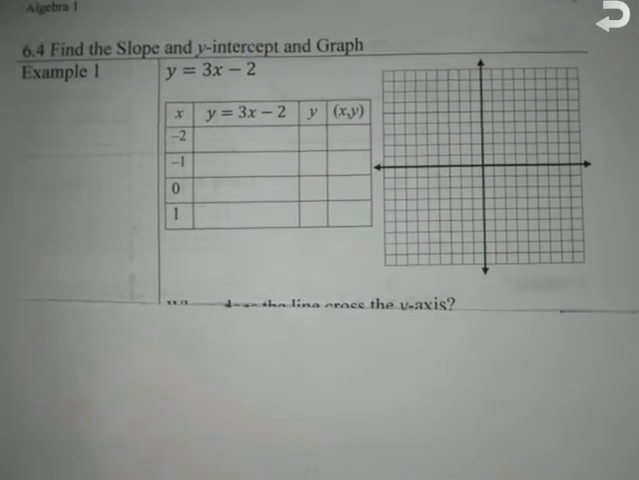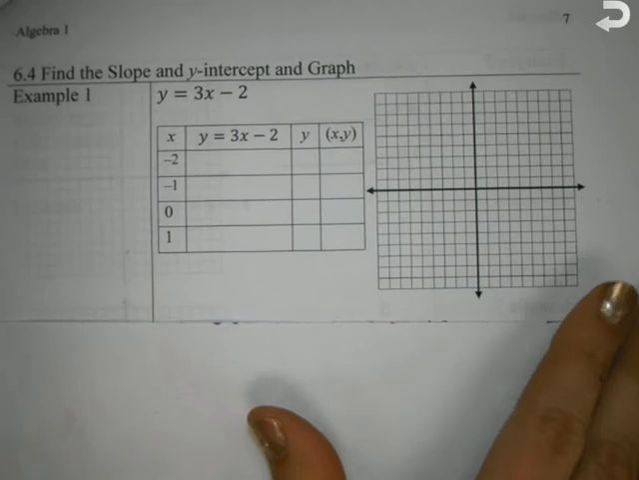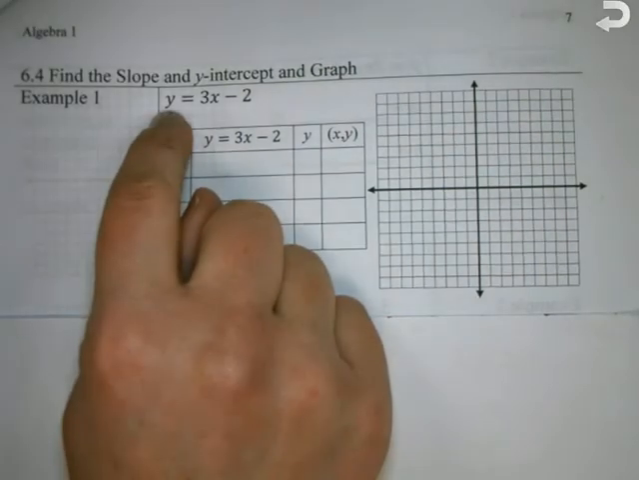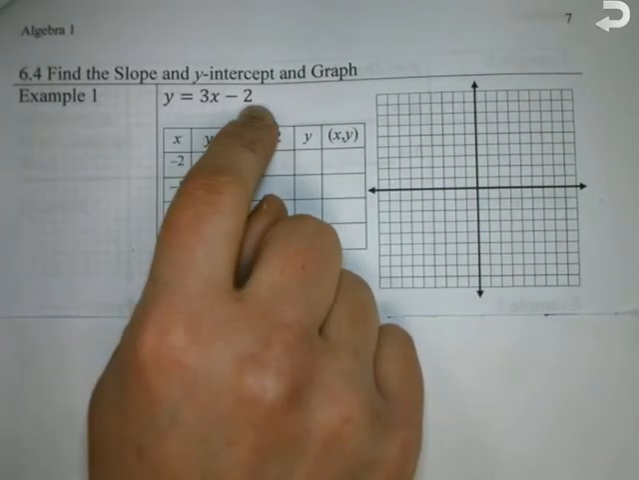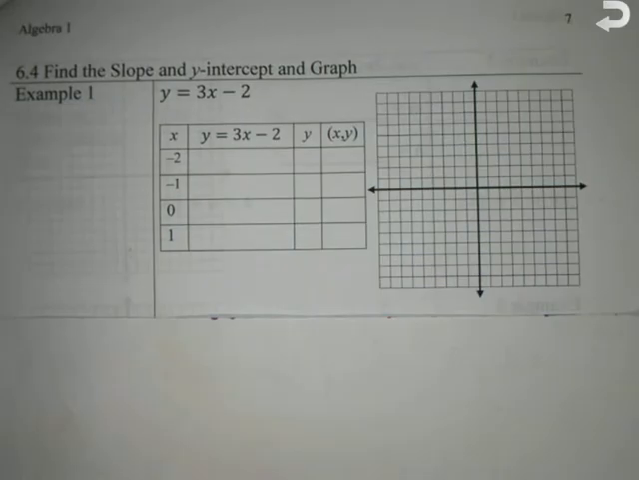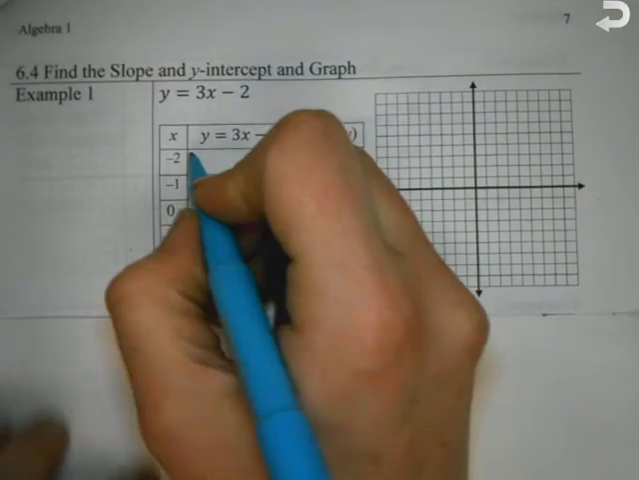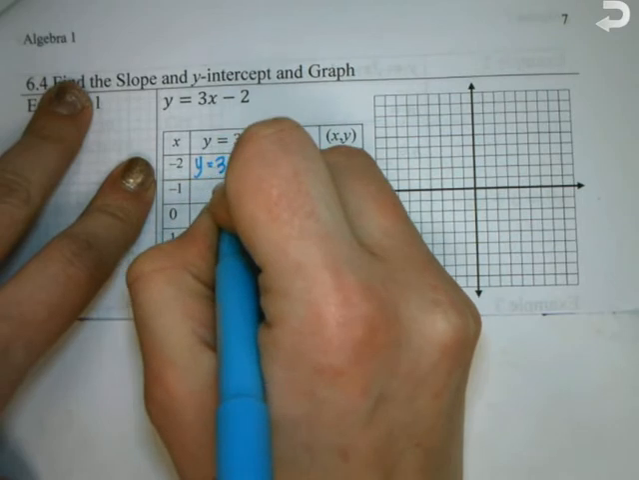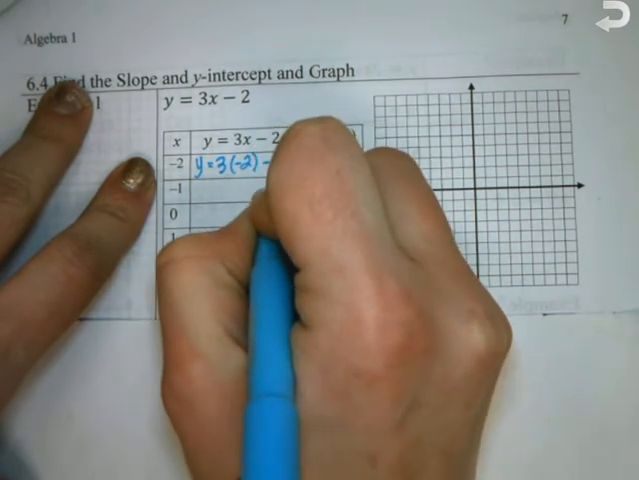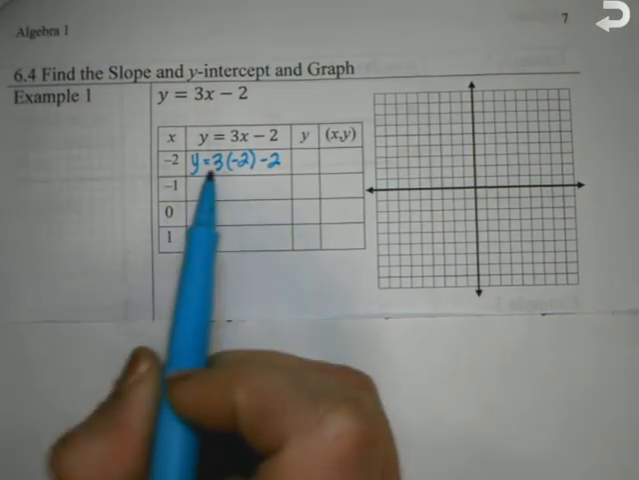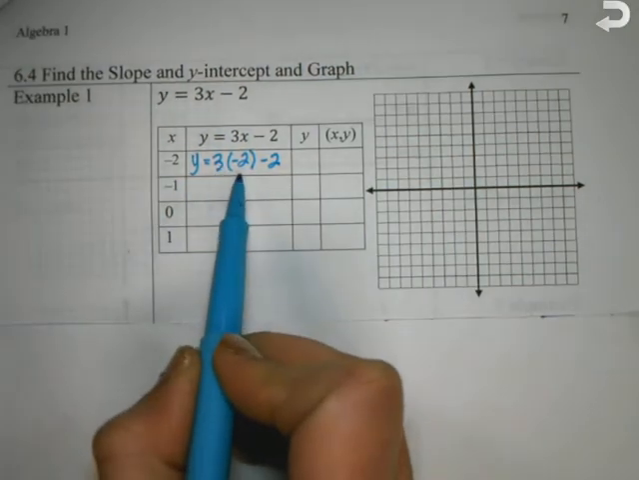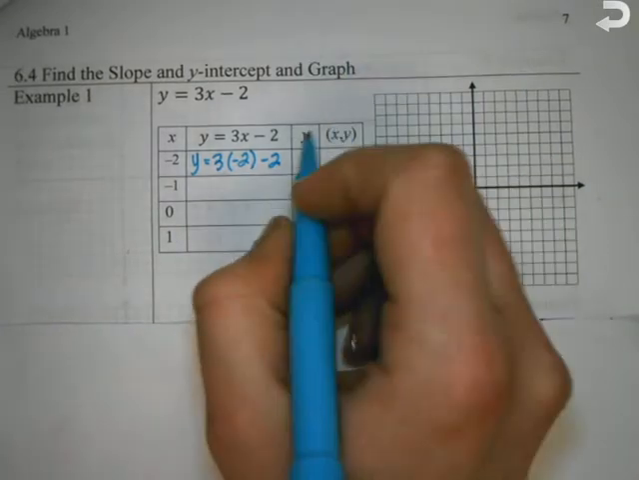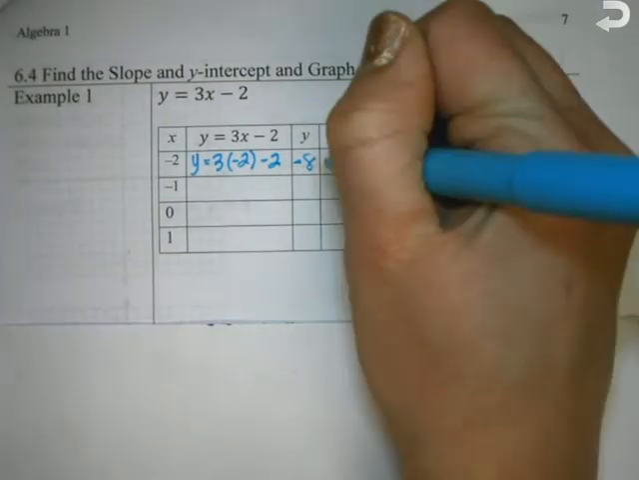Okay, this equation is a little bit different because x and y are not on the same side, right? Y is by itself. But we're still going to plug it in. So what we want to do is take x and plug it into the equation. So that's going to be y equals 3 times negative 2 minus 2. What's 3 times negative 2? Minus 2 is? Negative 8. So the point here is negative 2, negative 8.